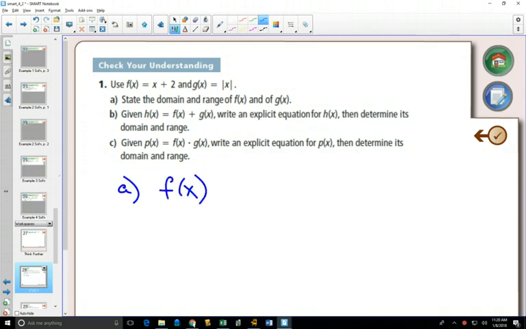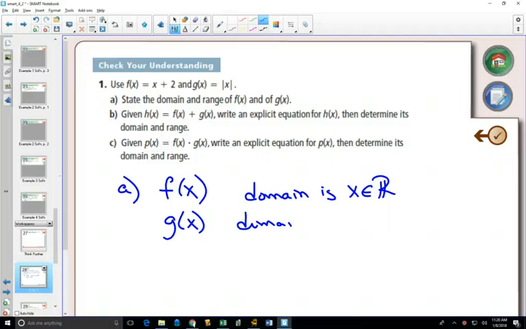So part A, for f of x, your domain is everything. For g of x, our domain is everything. That's telling us that if we add, subtract, or multiply, our domain will be everything for those as well.